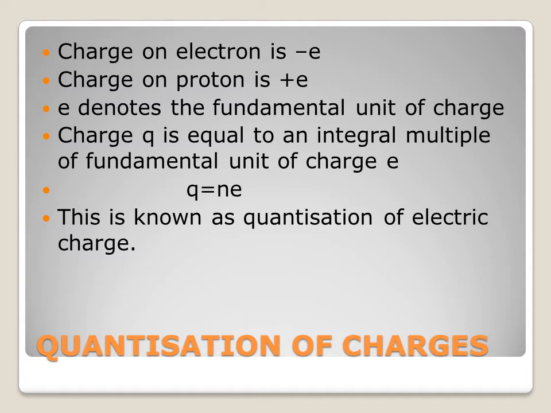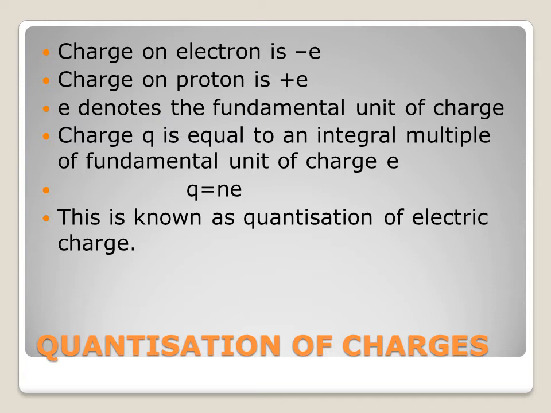Next, we come to the third property, the quantization of charges. What is the smallest amount of charge that can be found in nature? Experiments show that the charge on an electron is minus e and the charge on a proton is plus e. e denotes the fundamental unit of charge. Suppose charge q is an integral multiple of the fundamental unit of charge e. So we write q equals n times e, where n is an integer: 0, plus or minus 1, plus or minus 2, and so on. This is known as quantization of charge.